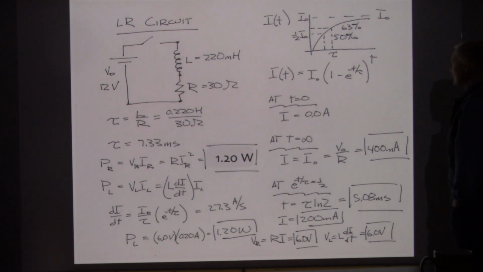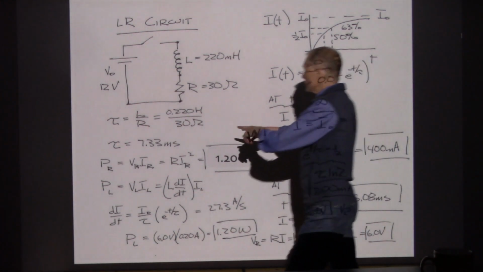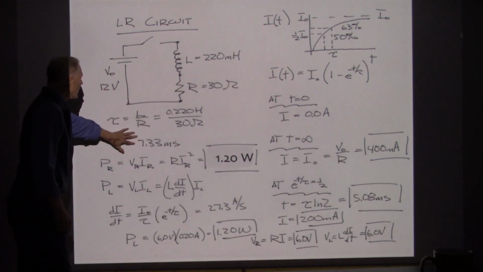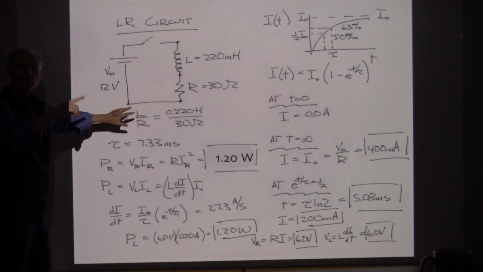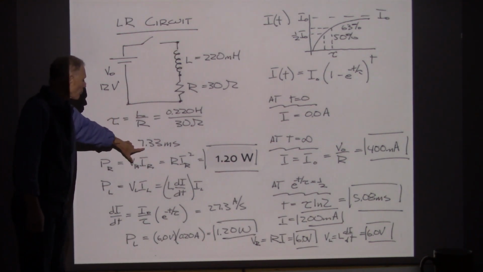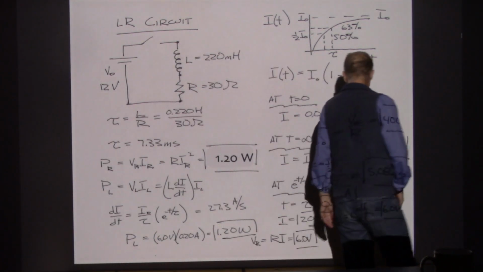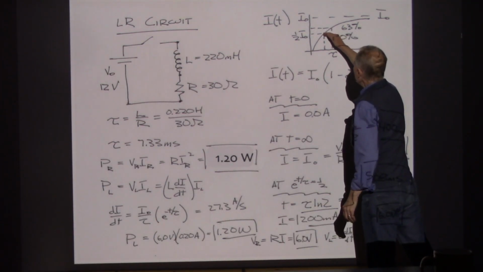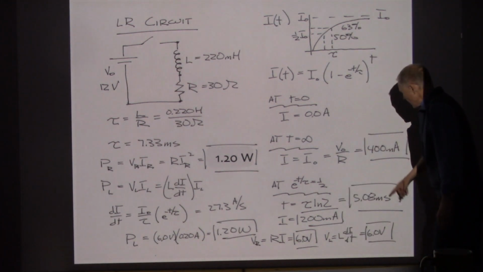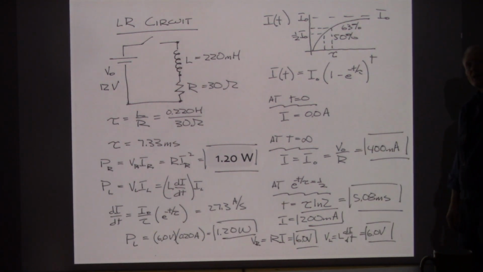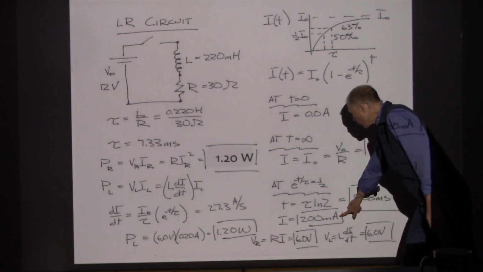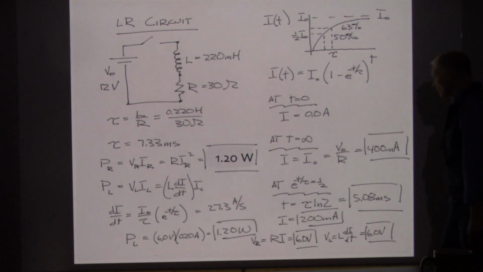5.08 milliseconds. Now, what was the time constant? Oh, here it is. So one time constant for this circuit, which is given by L over R, is 7.33 milliseconds. And we will reach 1/2 of the final current after 5.08 milliseconds. So the current at that point will be 1/2 of its final value.